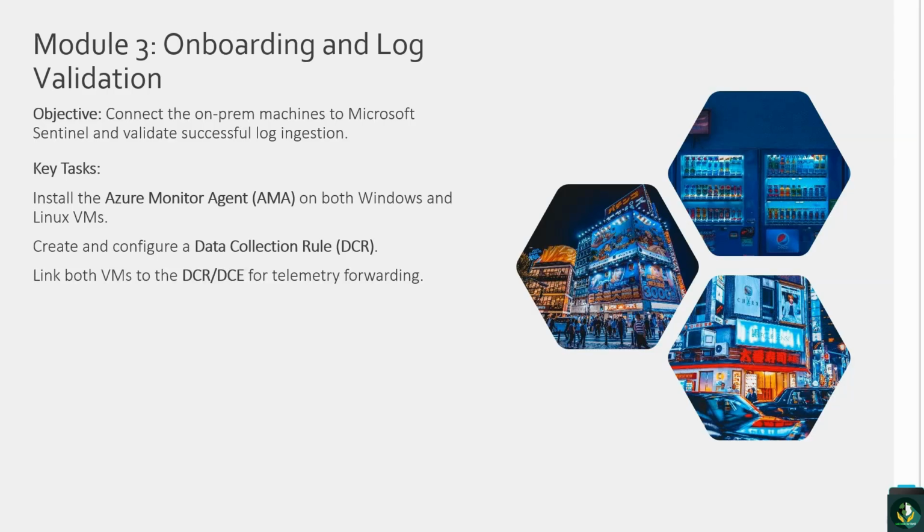After creating the DCR, we will link both VMs to the DCR and data collection endpoint. This establishes the connection between our on-premises endpoints and Sentinel, enabling telemetry to flow into the Log Analytics workspace. This is a critical step because without this linkage, the data collected by the agents would have nowhere to go.